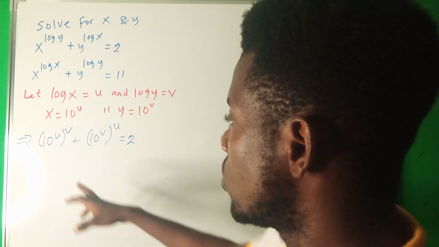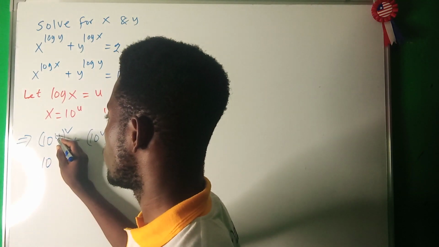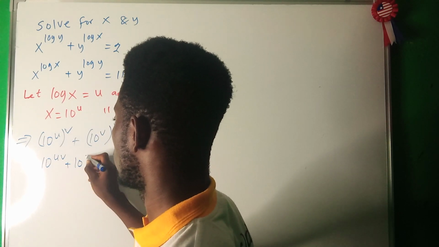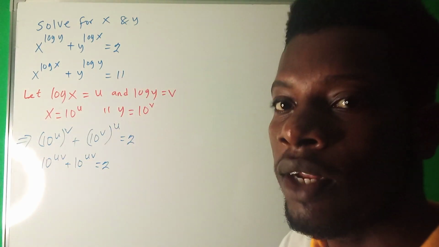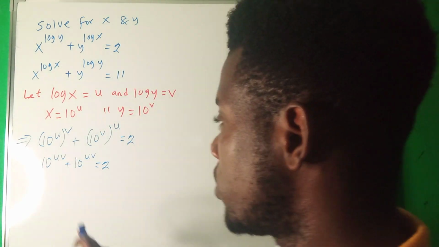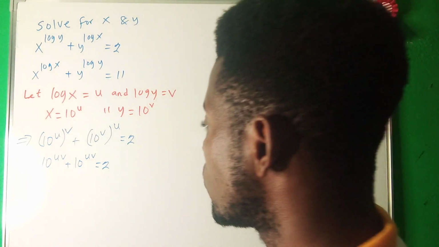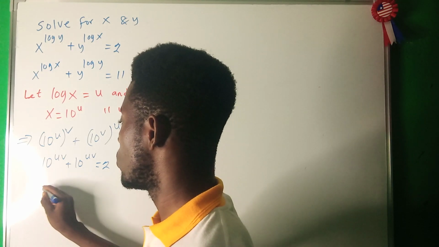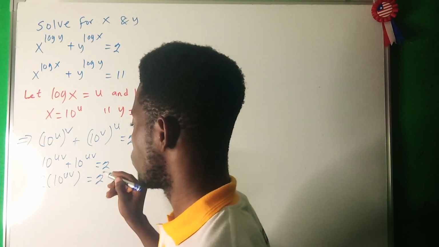After we've done this, we can simplify further by writing 10 raised to the power of u times v, which is uv, plus 10 raised to the power of uv equal to 2. So you have uv and uv right there. Now this and this are the same, so we take one of them and add a coefficient. So we have 2 times 10 raised to the power of uv, and everything is equal to 2.